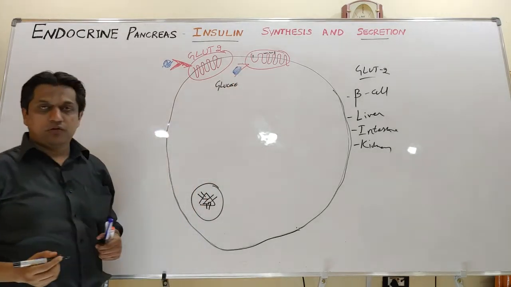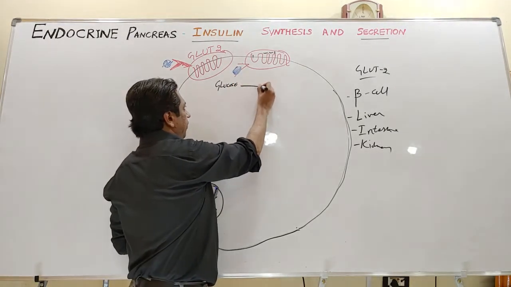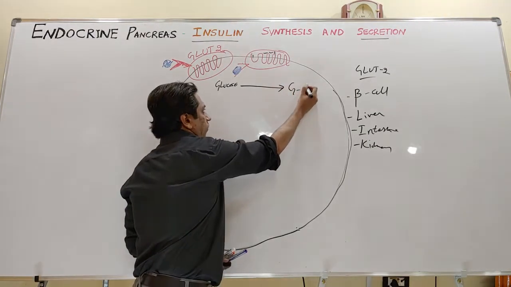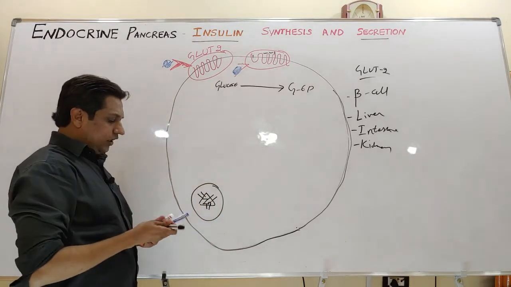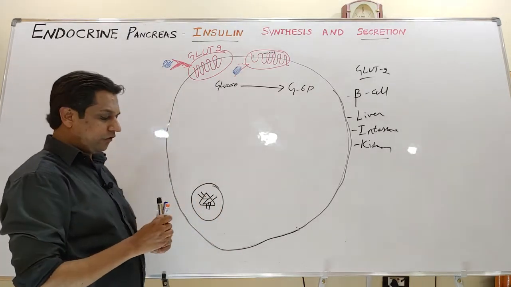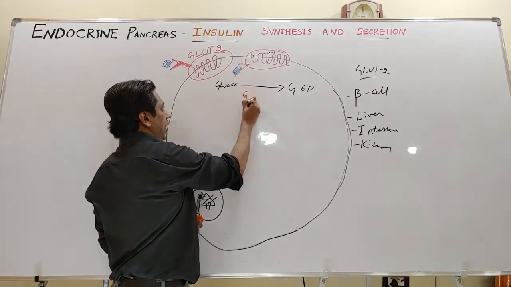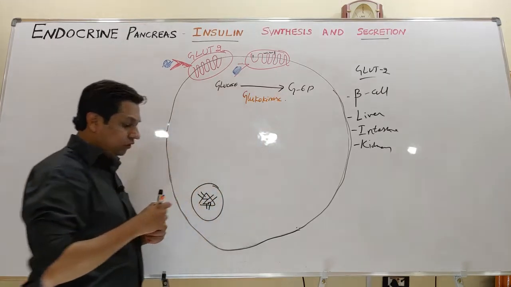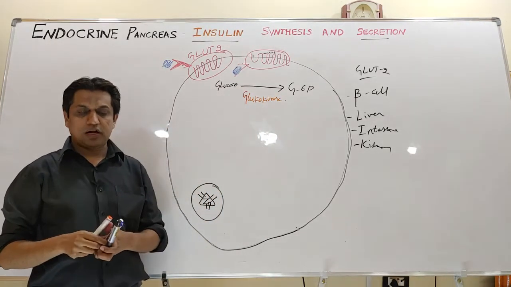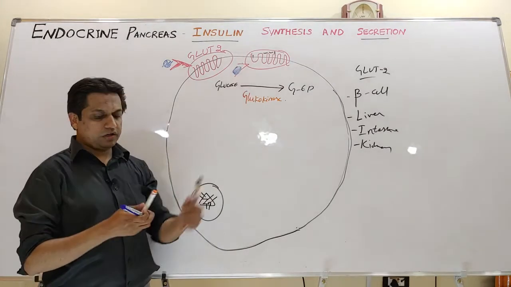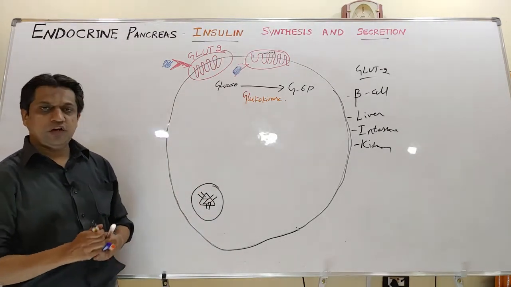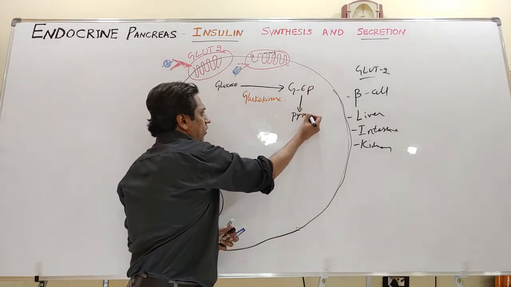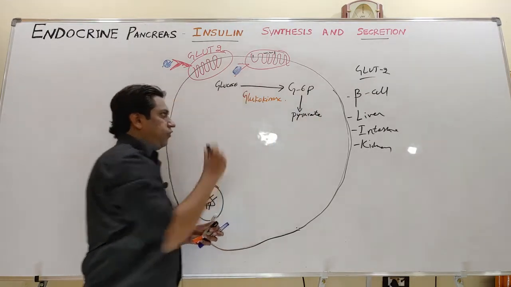Now once the glucose molecules enter the beta cell, the glucose gets converted into glucose 6-phosphate. For this conversion, the rate limiting enzyme is glucokinase. Basically it is the glycolysis process, which you might have studied in biochemistry. The glucose gets converted into glucose 6-phosphate, and after a series of chemical reactions, what is ultimately formed? Pyruvate. This is glycolysis, in which pyruvate is formed from glucose, right?